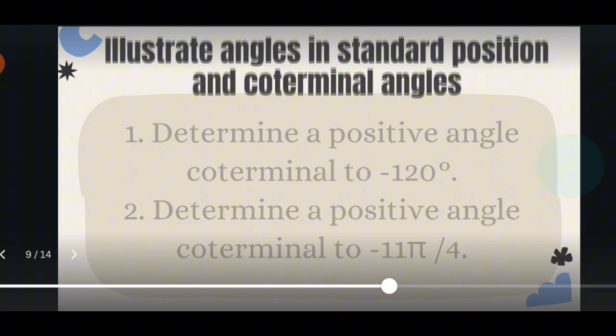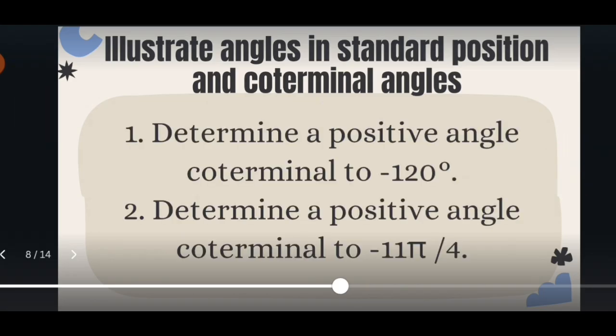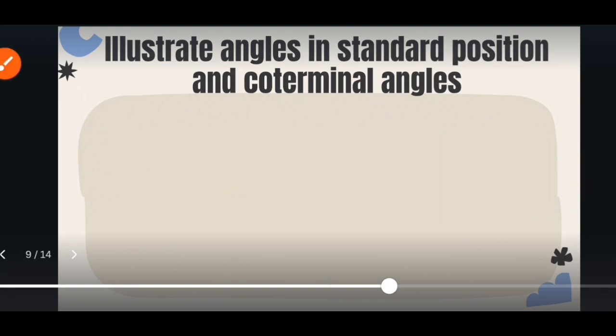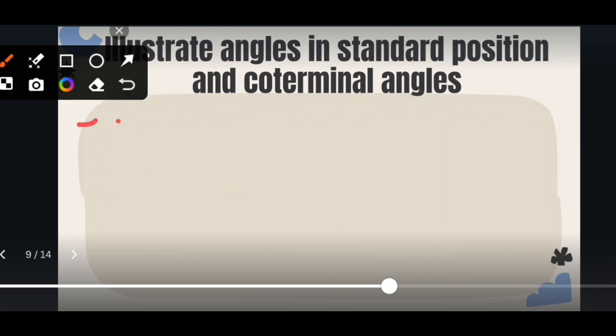Let's start to solve the first one. Yung hinahanap sa first problem is yung mayroon tayong given na negative 120 degrees tapos gusto natin mahanap yung positive angle coterminal niya. So, negative 120 degrees. Then, plot muna natin siya.